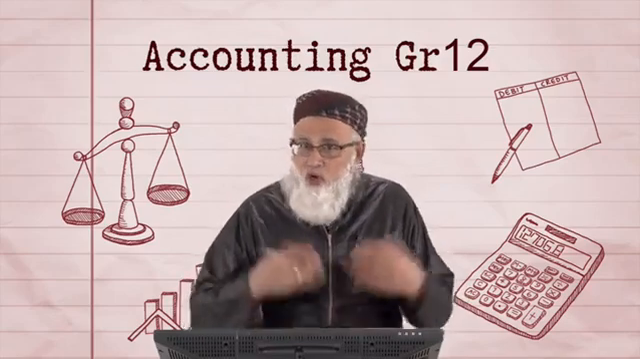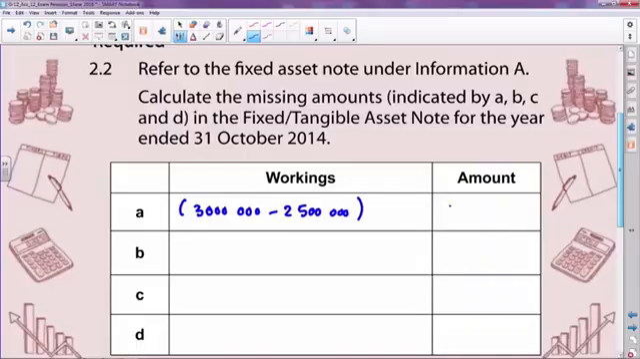Very often, grade 12s feel that you can only acquire land and buildings. No, you may arrive at a situation where the company needs to dispose of land and buildings because we don't require it anymore, or whatever the reason may be. In this case, you can see that we have generated cash to the value of 500,000 rand as a result of a sale of land and buildings.